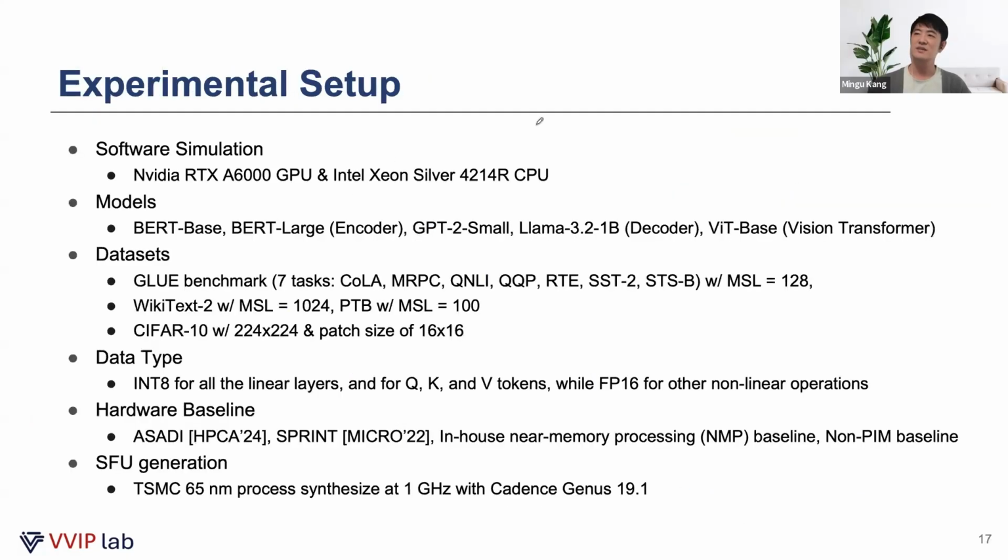Then for the test, we used BERT, GPT, Llama, Vision Transformer, and the GLUE dataset and Wiki dataset. And for the Vision Transformer, we used CIFAR-10. And int8 format for all of the layers, QKV and linear, and also floating point 16 for non-linear operations. And we also compared with the state-of-the-art ASADI and Sprint, and our own near-memory processing baseline, and also a non-PIM 2D systolic-based NPU as well. And then the SFU was actually synthesized.